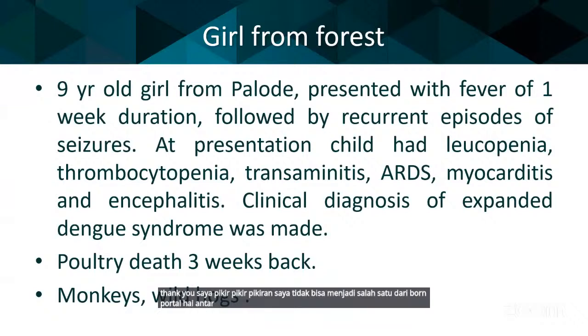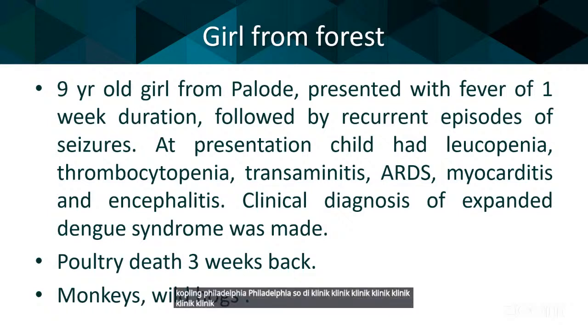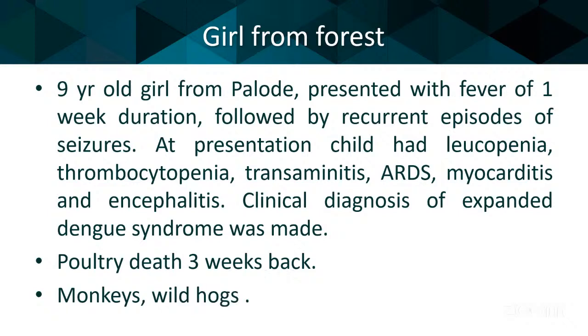Another situation where the epidemiology is very important. This is a 9-year-old girl presenting with fever of 1 week duration. And towards the end of the second week, she develops seizures. She had leukocytosis, thrombocytopenia, transaminitis, ARDS, myocarditis, and encephalitis. So the clinical diagnosis of an expanded dengue syndrome was made because the clinical profile was suggestive of dengue in the first week, but towards the end of the second week, she presented with an encephalitic syndrome.